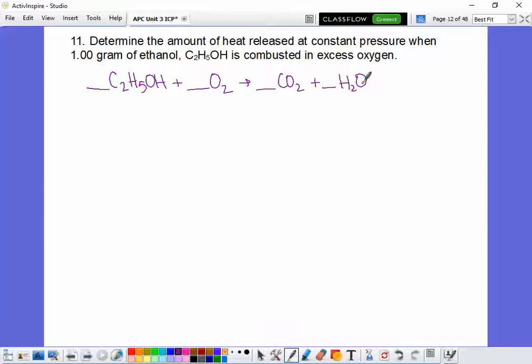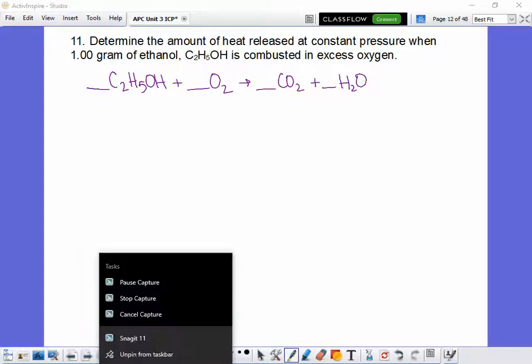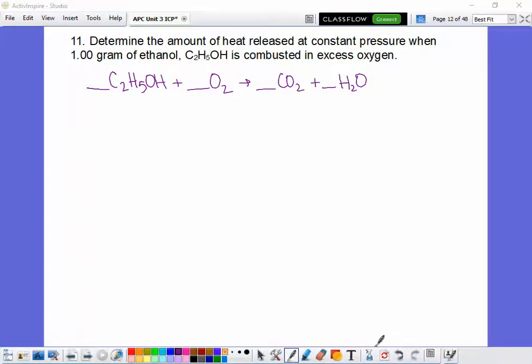So now what do we need to do with this equation? Balance it. Take a moment to balance this. I'm going to pause it while you do that. All right, so when this is balanced, what are our coefficients? 1, 3, 2, 3. Good.